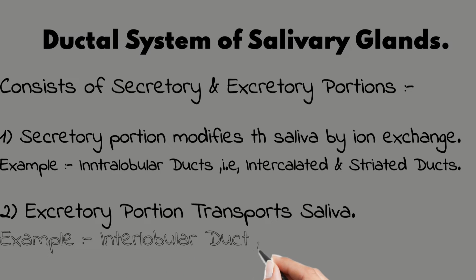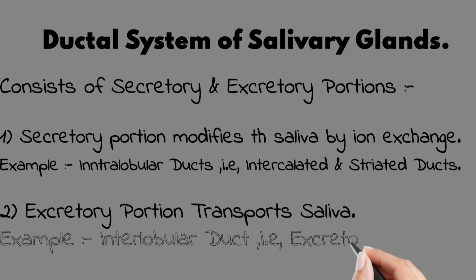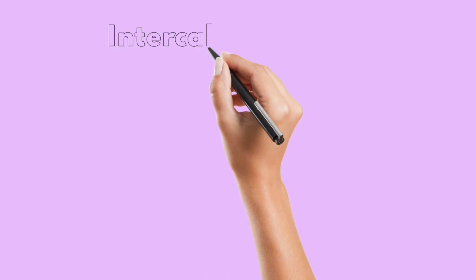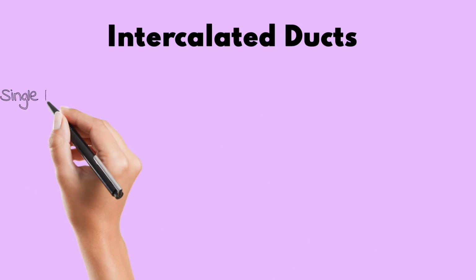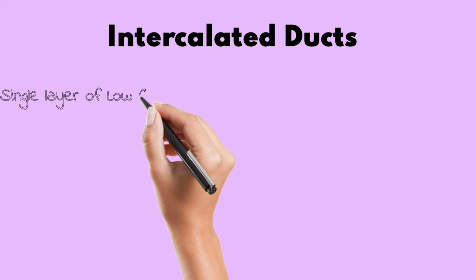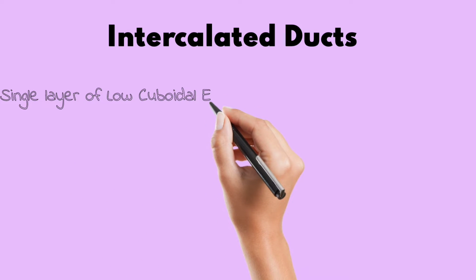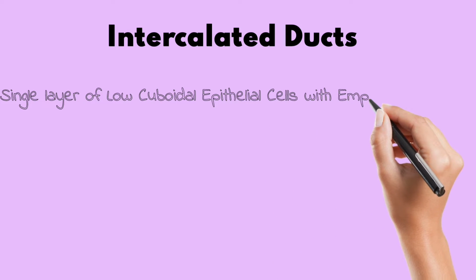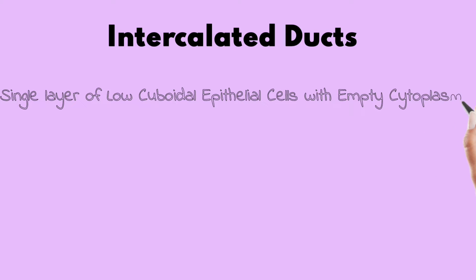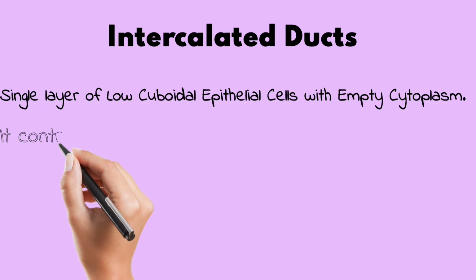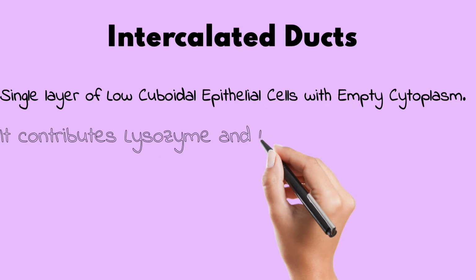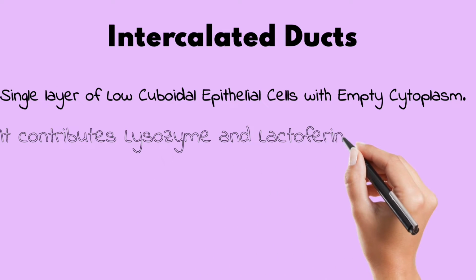Next, we will learn these three types of ducts in detail. First, we will start with the intercalated duct. These are lined by a single layer of low cuboidal epithelial cells with empty appearing cytoplasm. Also, they secrete lysozyme and lactoferrin. These two are contributed into the saliva from the intercalated duct.